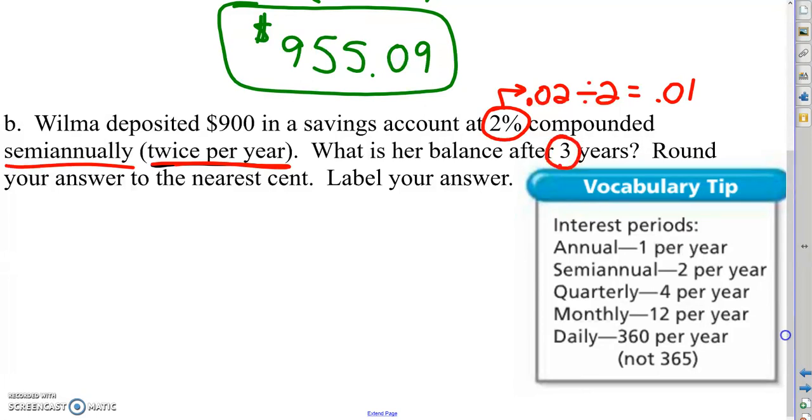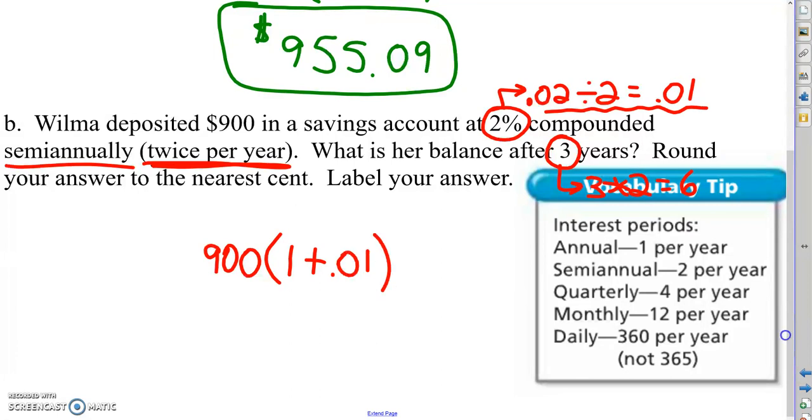The other thing we got to do is take our number of years, in this case 3, and multiply that by our number of payments each year. We're getting paid twice a year, so we multiply, we get 6 there. So to set this up, we take our principal, in parentheses, 1 plus our interest rate. Remember, our interest rate was 2%, but since we're getting paid twice a year, we're going to use 1%, 0.01. Our exponent is the number of times we get paid interest. Well, we're getting paid twice a year for 3 years. That's a grand total of 6. So our exponent is 6.